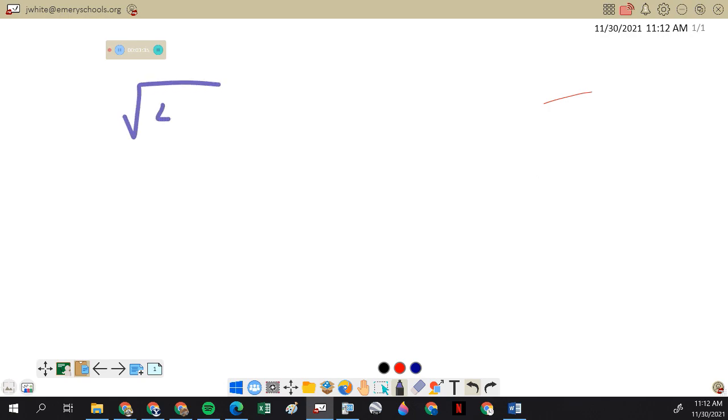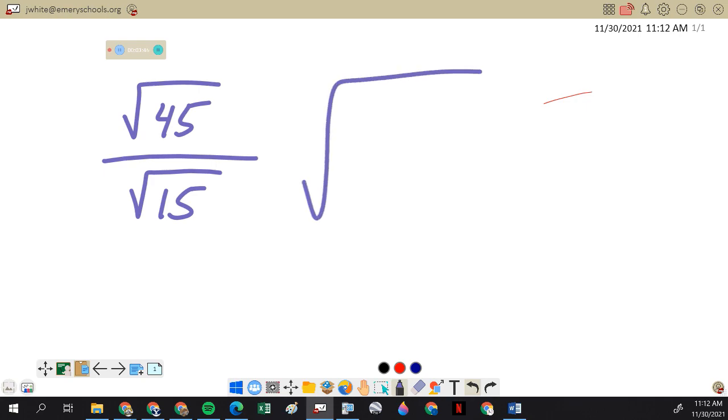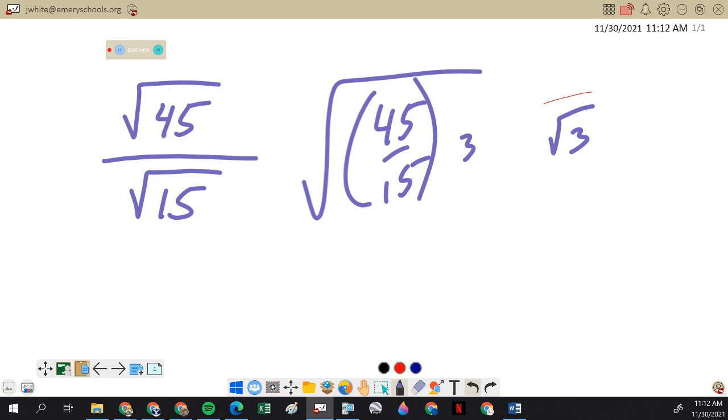What about the square root of 45 divided by the square root of 15? Yeah, we can just call this one big square root of 45 over 15. And 45 over 15 is 3, so it's just the square root of 3. So if you have a square root divided by a square root, just combine it into a single square root and then simplify the fraction. Okay?